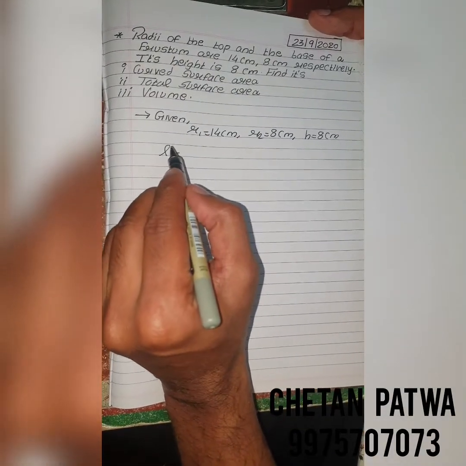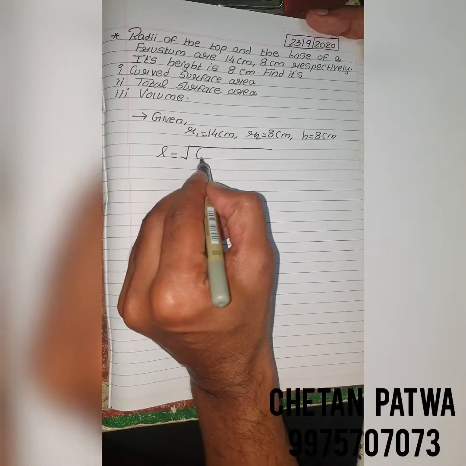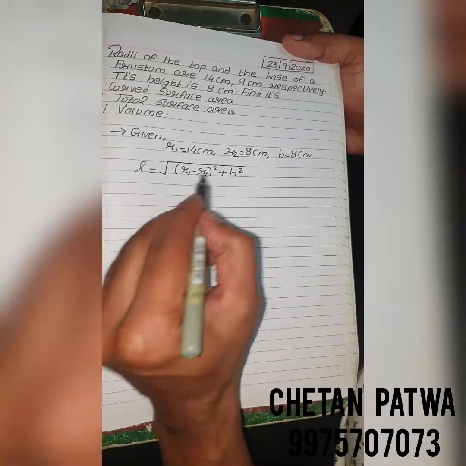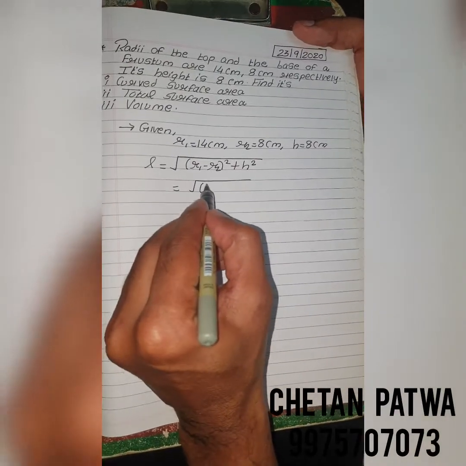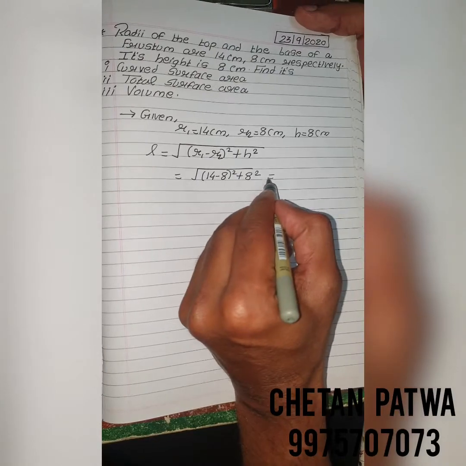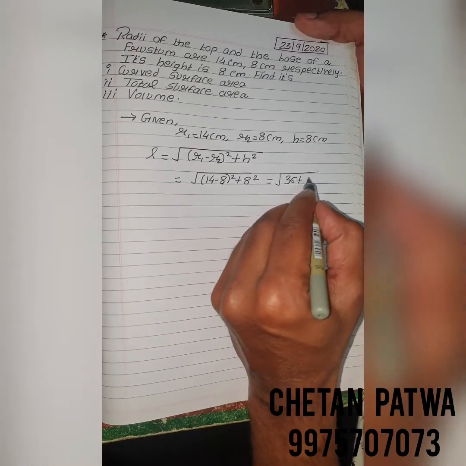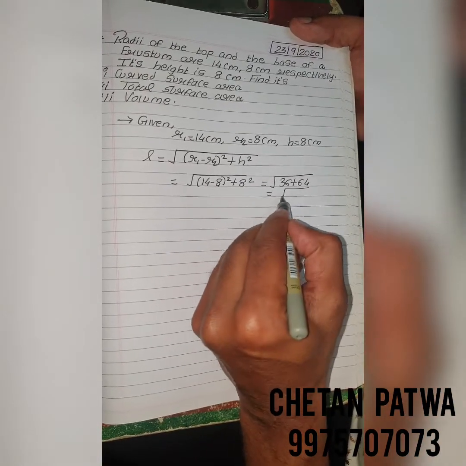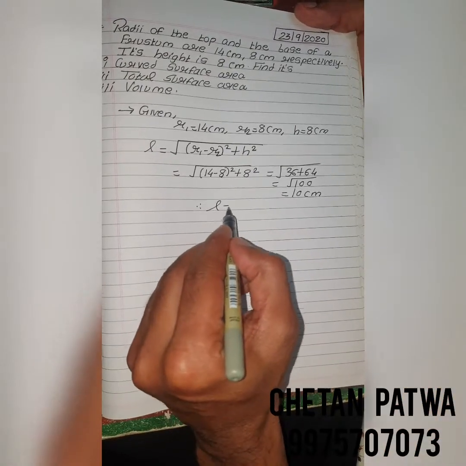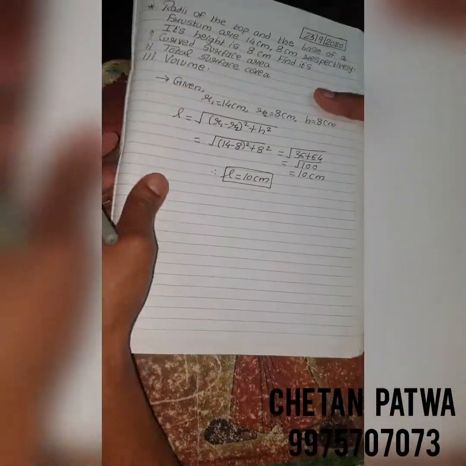So the formula for slant height of a frustum is l is equal to under root (r1 minus r2) whole square plus h square, that is equal to (14 minus 8) whole square plus 8 square, that is equal to 14 minus 8 is 6, 6 square is 36 plus 64, that is equal to root 100, that is equal to 10 centimeter. Therefore l is equal to 10 centimeter. So we got the value of slant height.